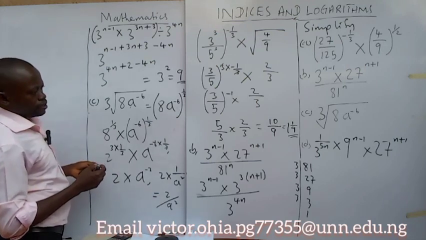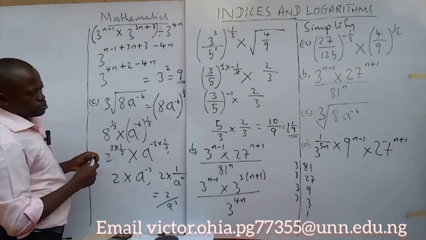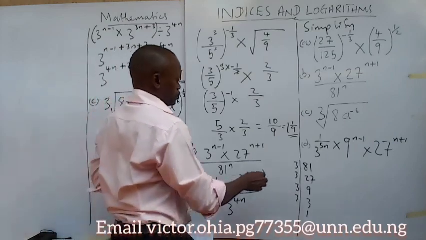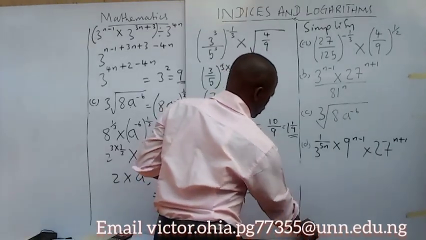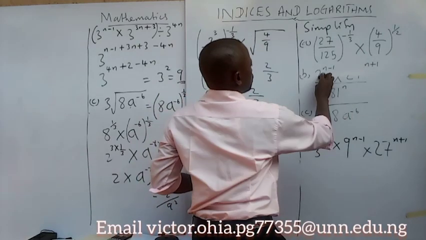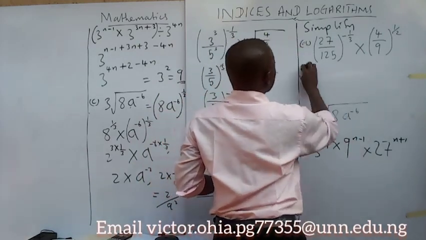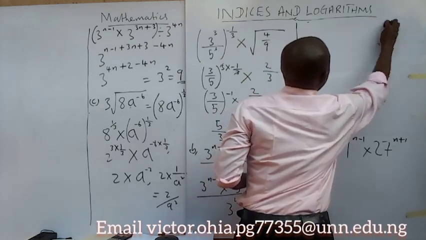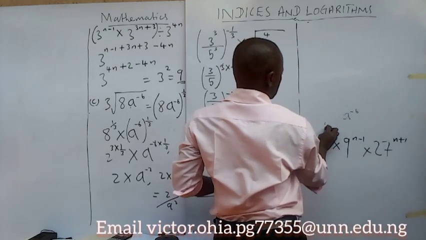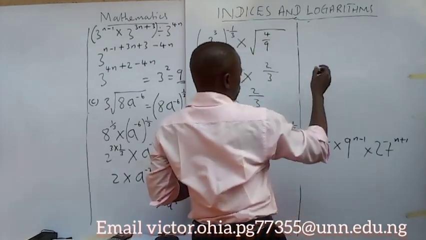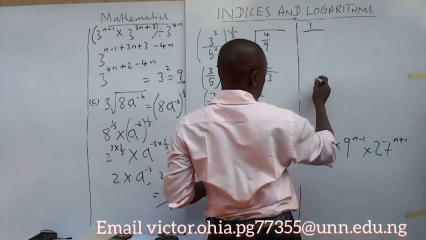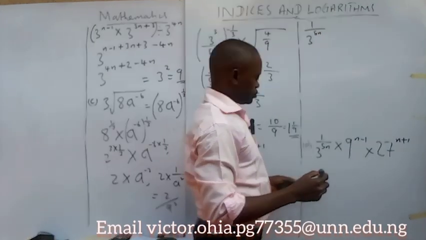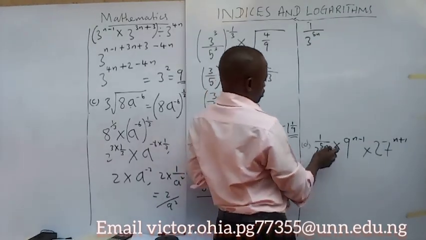So I'm sure that explanation is very clear. Okay. Let's look at this last one. This last one says 1 over 3 to the power 5n. Hope you're following what I'm doing here.